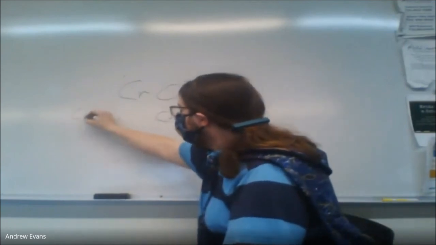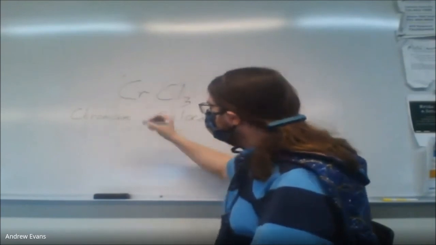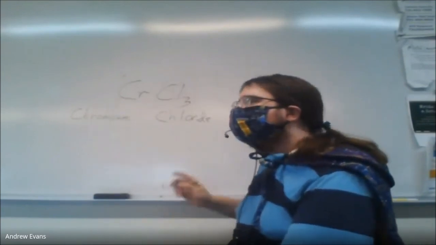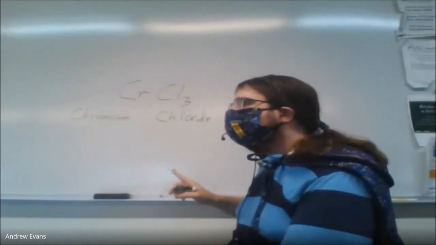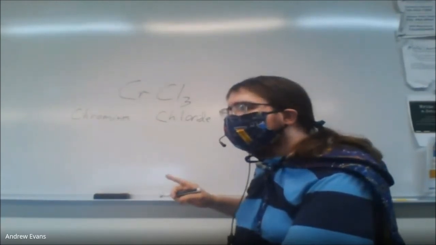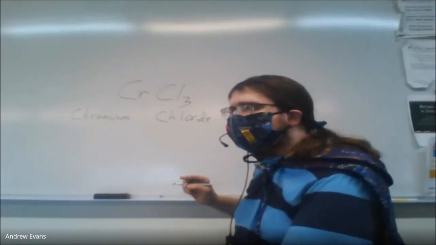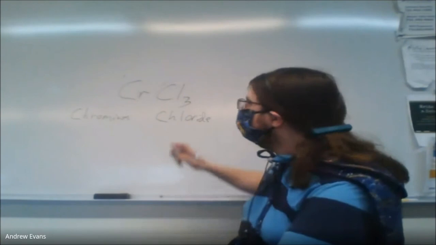Cr stands for chromium. But what is our charge on chromium? So we have to look. Chloride is -1 because it's group 7. If it looks like I don't have to look very hard or very long, it's because I know a lot of the common charges of these guys.